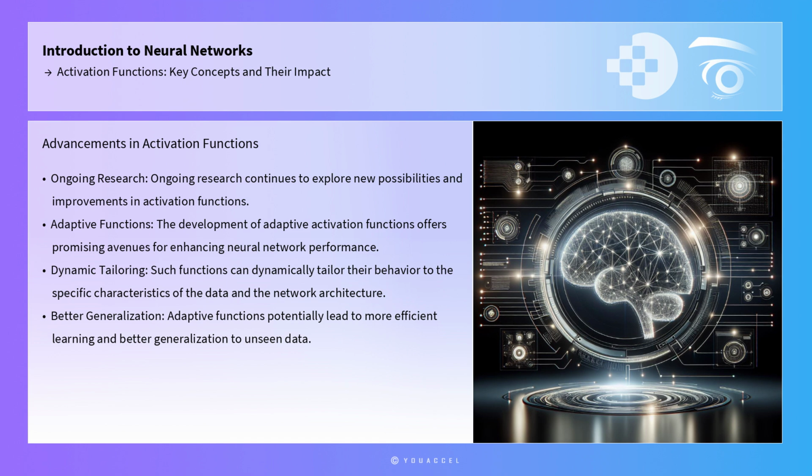Despite the progress made with activation functions, ongoing research continues to explore new possibilities and improvements. The development of adaptive activation functions, which adjust their parameters during training, offers promising avenues for enhancing neural network performance. Such functions can dynamically tailor their behavior to the specific characteristics of the data and the network architecture, potentially leading to more efficient learning and better generalization to unseen data.